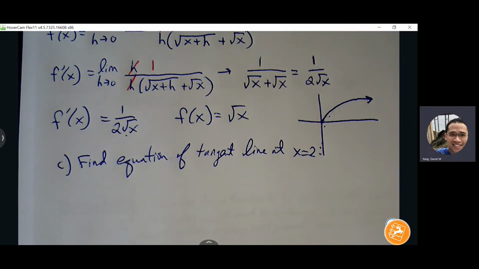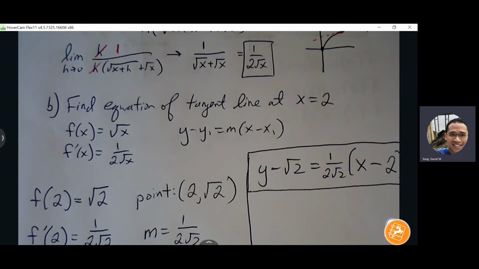So what's our ordered pair? Two, what? So what happens if I plug two into the function? Two root two, right. So I have two comma root two. That's my ordered pair. And what's my slope? One over two root two. And it's okay, you don't have to rationalize the denominator in this course. So now, once you have your ordered pair and your slope, then you're ready for what? To do the point slope form, right? Okay.